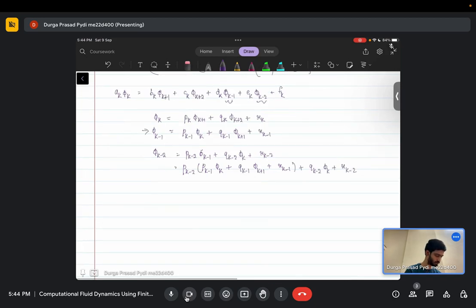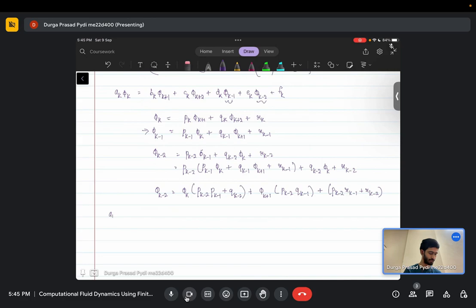We just group terms together, so we'll have phi k times pk minus 2 pk minus 1 plus qk minus 2, and then we have phi k plus 1 corresponding to pk minus 2 qk minus 1, and then we have a constant term. So this is my phi k minus 2. Now the approach is again straightforward. We substitute it back in the original equation.